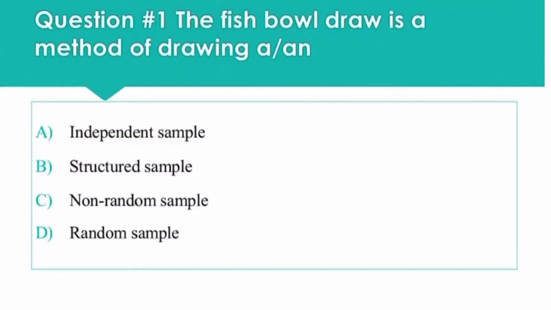Now we can revise questions, previous year questions. First question, the fishbowl draw is a method of drawing. Options: independent sample, structured sample, non-random sample and random sample. D is the right answer. Random sample. Fishbowl draw is a method that we use to randomly choose samples.